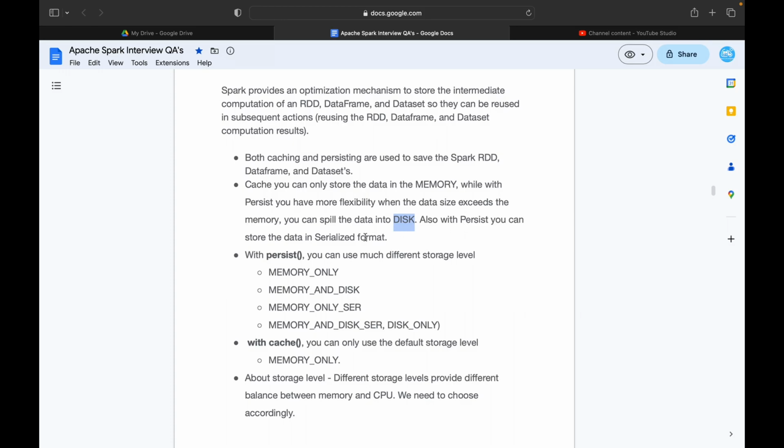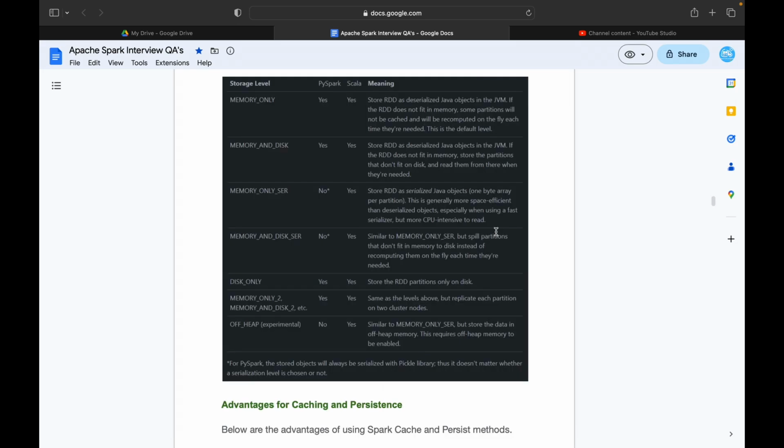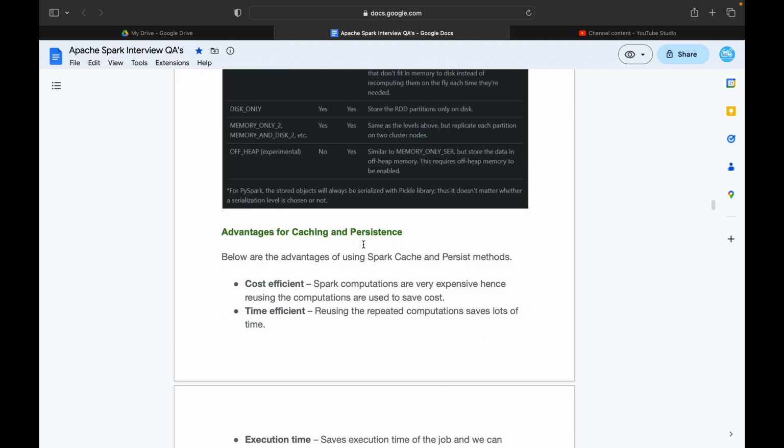Also with persist, you can store the data in serialized format. So with persist, you can have different storage levels like memory only, memory and disk, memory only serialized, memory and disk serialized, and disk only. With cache, we have only one option, the default storage level, that is memory only. You can see what is memory only, memory and disk, all these things in this particular image. You can pause the video here and take a look at it. The next thing is, what are the advantages of caching and persistence?